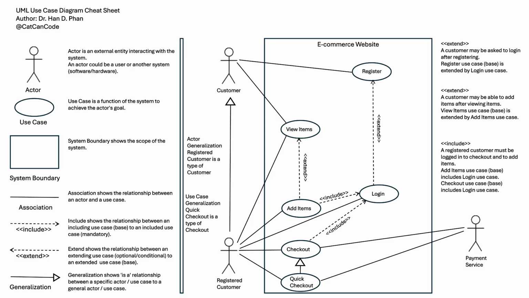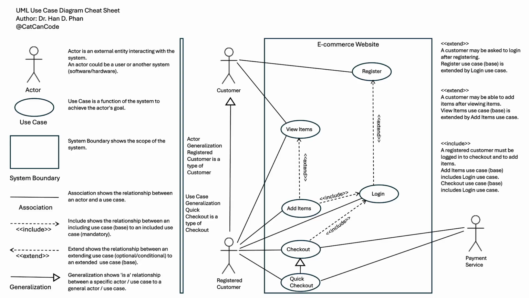The next entity is the use case. A use case is a function of the system to achieve the actor's goal. The next entity is the system boundary, which shows the scope of the system.